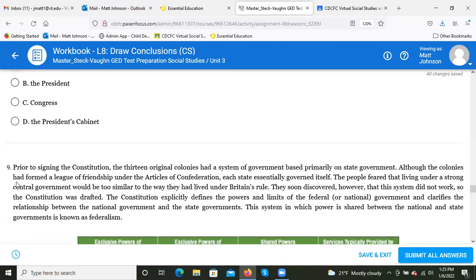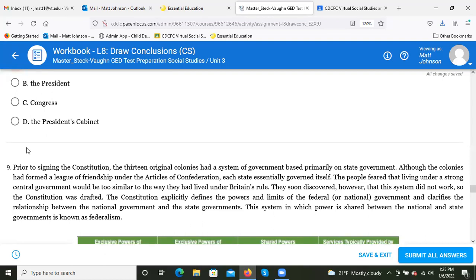Prior to signing the Constitution, the 13 original colonies had a system of government based primarily on state government. We talked about that, right? Articles of Confederation versus the Constitution. Although the colonies had formed a league of friendship under the Articles of Confederation, each state essentially governed itself. The people feared that living under a strong central government would be too similar to the way they lived under Britain's rule. They soon discovered, however, that the system did not work, so the Constitution was drafted.